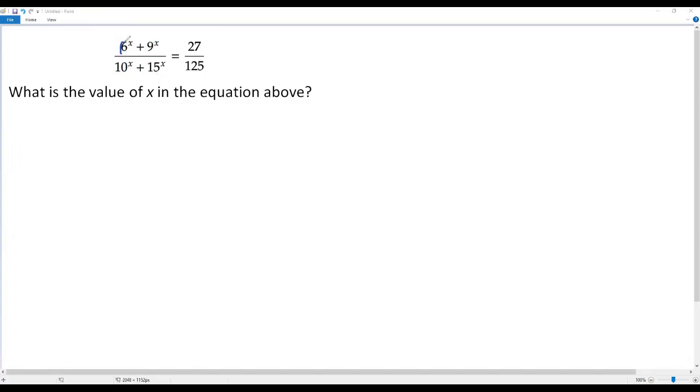Okay, we can write the 6 as 2 times 3. That is the product of the two prime factors of 6. Since we have the exponent x for 6, the same exponent should be taken for the product of the two prime factors. The same thing we have to do for each one: 9 to the power of x, 10 to the power of x, and 15 to the power of x.